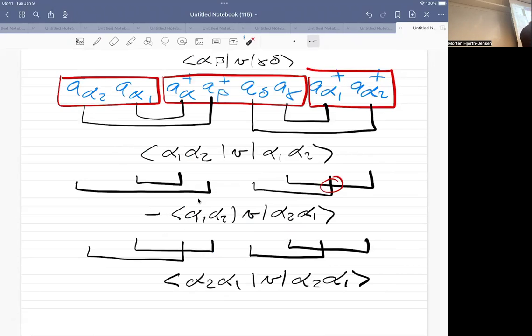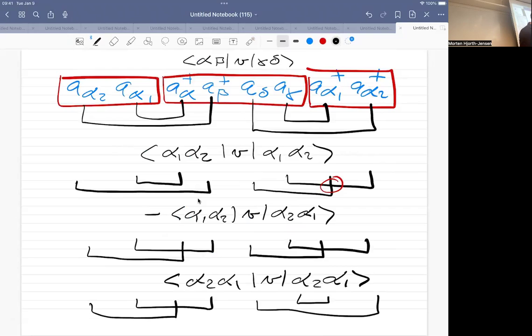And then it shouldn't come as a surprise that if I now stick with the last one, which I keep like that one, but then go back to the original left-hand side, this is going to give me a minus sign. So that will give me a minus alpha 2, alpha 1, V, alpha 1, alpha 2, when I perform this contraction. So each contraction is a Kronecker delta.